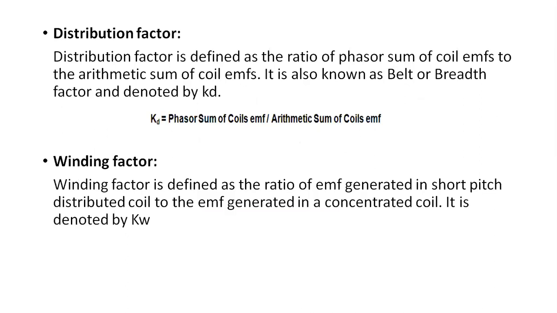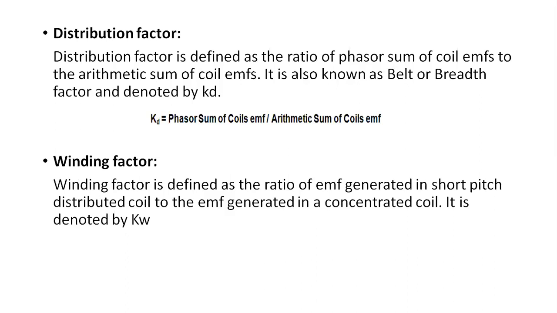So distribution factor is defined as the ratio of the phasor sum of the coil EMFs to the arithmetic sum of the coil EMFs. It is also known as the belt or breadth factor, denoted by Kd. If we do the phasor sum, we know that is a root over sum, and arithmetic sum means just adding the EMFs. That is known as the distribution factor.